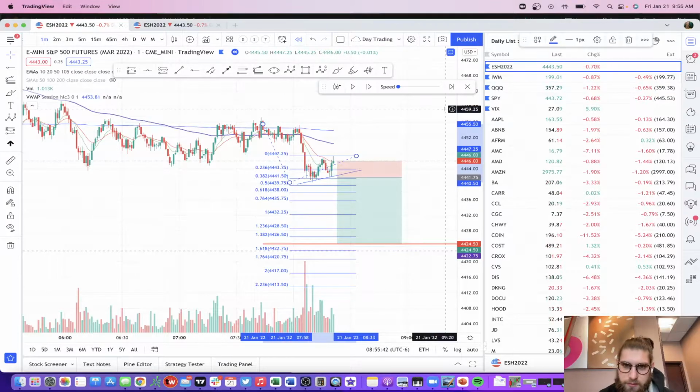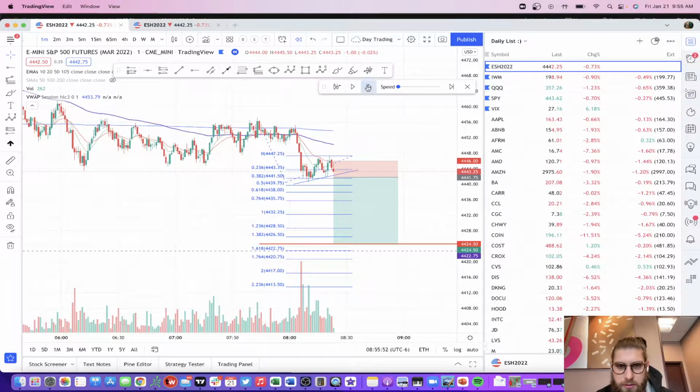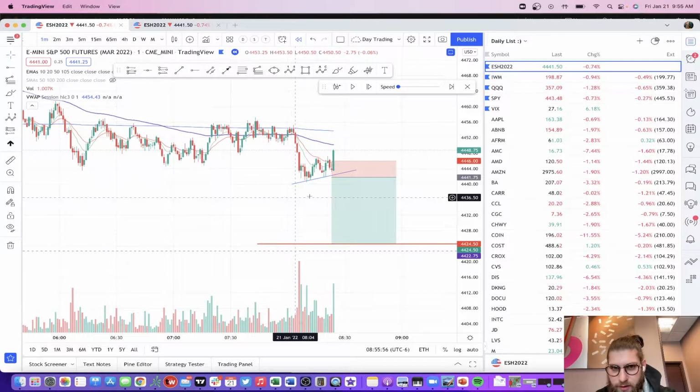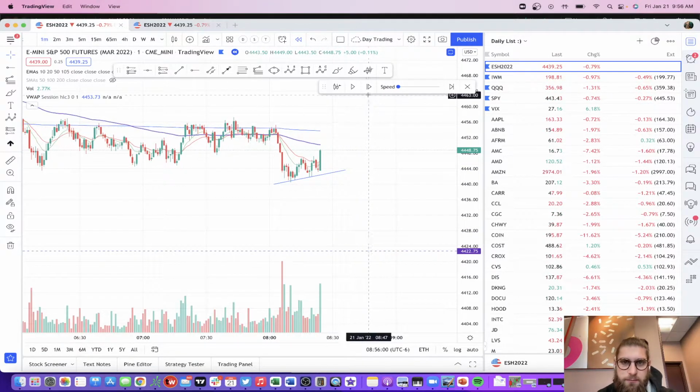Okay, so this is what I'm looking for. I see these little bull trappy little wicks come in, but that's all the more reason. So if this breaks down, I'm thinking it's going to be a bear move. And then we have this. Okay, so immediately, this is gone. Doesn't matter anymore. Gone. What's going to happen now?